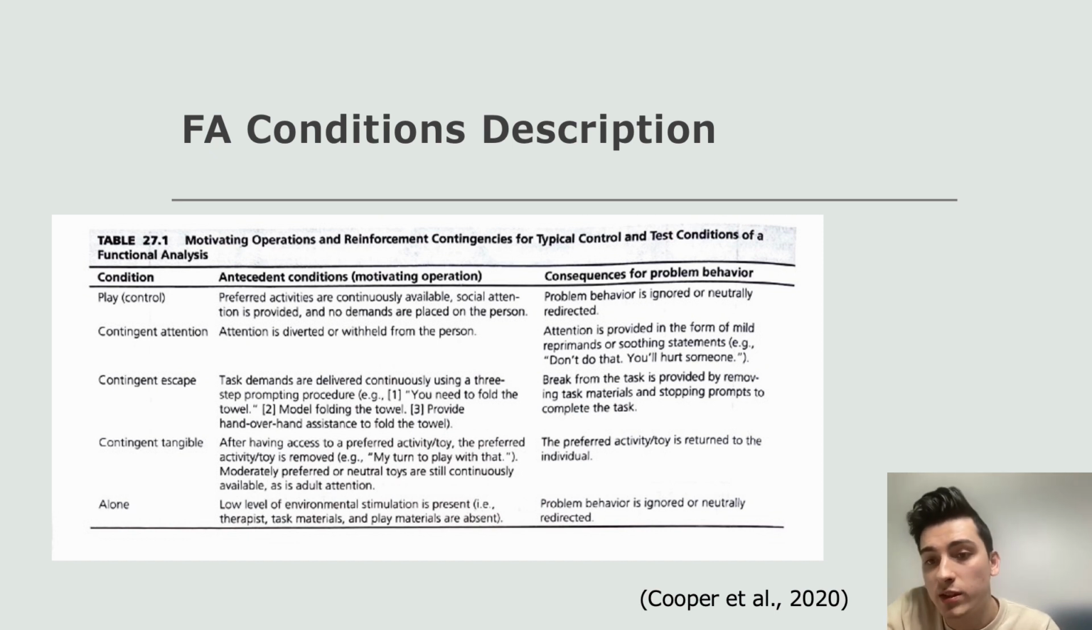In the contingent tangible condition, the client may be engaged with a specific toy or activity and the assessor removes it. The client will then begin engaging in that target behavior of headbanging. And then as a response, the assessor provides the client with a preferred toy or activity again, and then the client stops headbanging. In the last condition, the alone condition, the client is placed in a room by themselves with nothing inside. The client then begins to headbang. As a response, the assessor will ignore the behavior, and they may model knocking on the door.